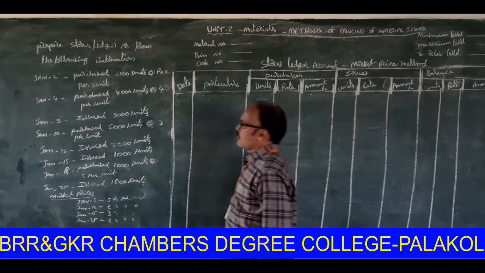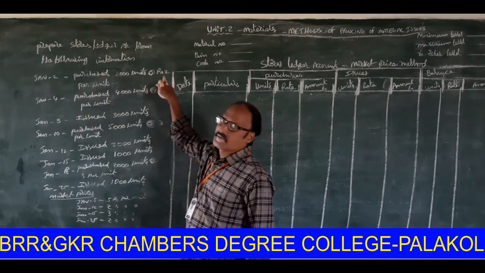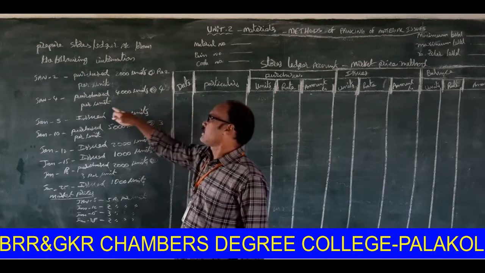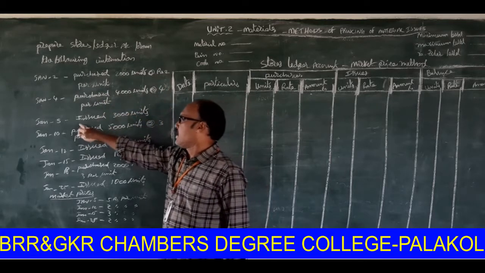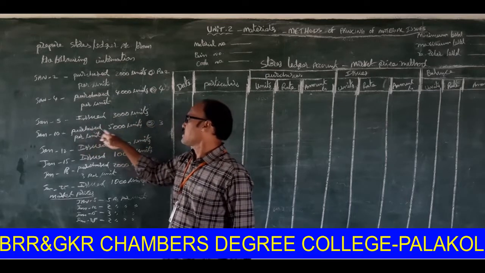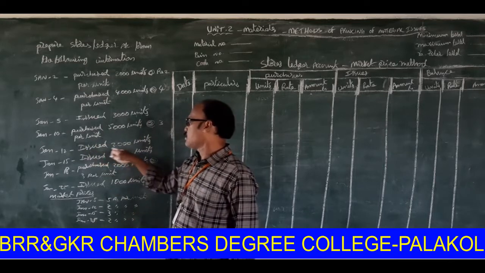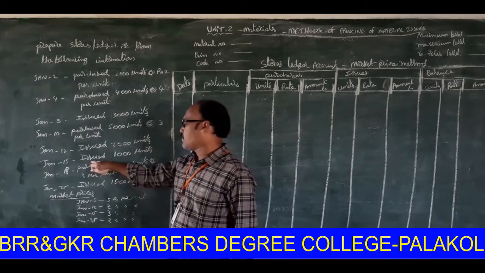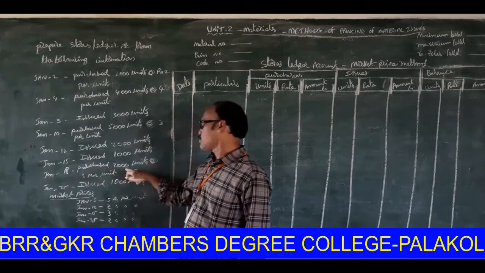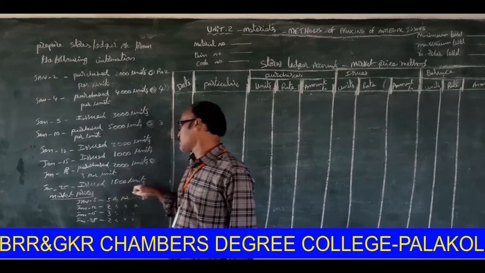Right, guys. First one, January 2nd, purchased 2,000 units at the rate of 2 per unit. January 4th, purchased 4,000 units at the rate of 4 rupees per unit. January 5th, issued 3,000 units. January 10th, purchased 5,000 units at the rate of 3 per unit. January 12th, issued 2,000 units. January 15th, issued 1,000 units. January 18th, purchased 2,000 units, 3 per unit. January 25th, issued 1,000 units.